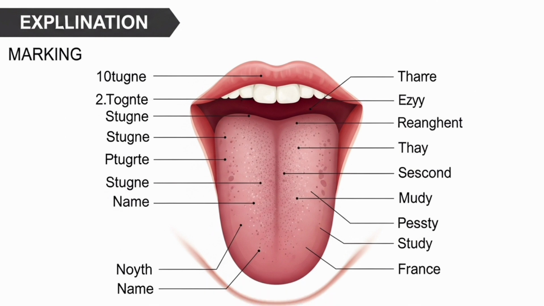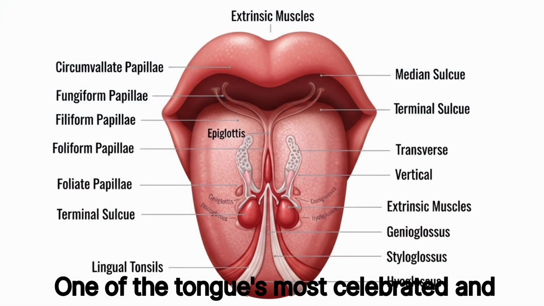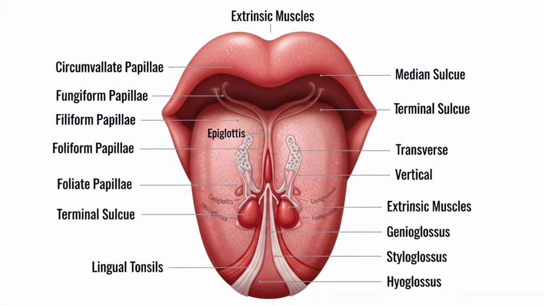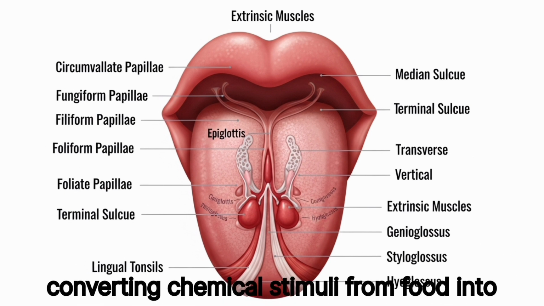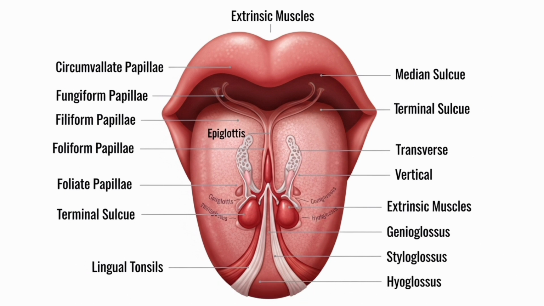Paragraph 2. Role in taste, sensory perception, and chemical analysis. One of the tongue's most celebrated and scientifically significant functions is its ability to detect taste, or gustation. Taste buds function as chemoreceptors, converting chemical stimuli from food into electrical signals recognizable by the brain.